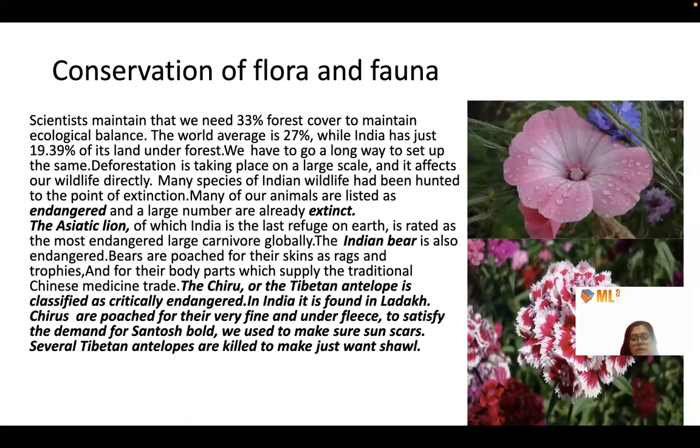Aesthetic value. The flora and fauna spread across the earth contribute to the aesthetic value of the earth as well. People visit several biosphere reserves, national parks, zoos, forests, botanical gardens, etc. to enjoy the beauty of landmarks. This explains the significance of flora and fauna in our day-to-day lives.